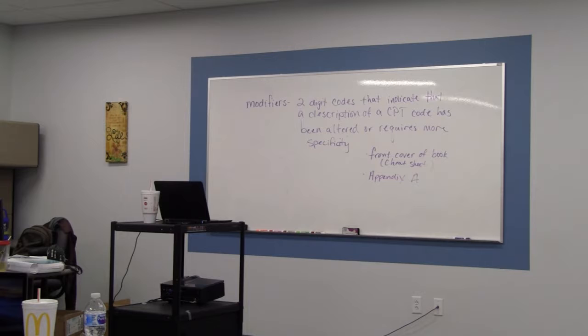So when I say the description of the code has been altered, it means that what we did doesn't quite match what the description of the code says we did. So for example, remember, I'm painting this picture for my payers, right?